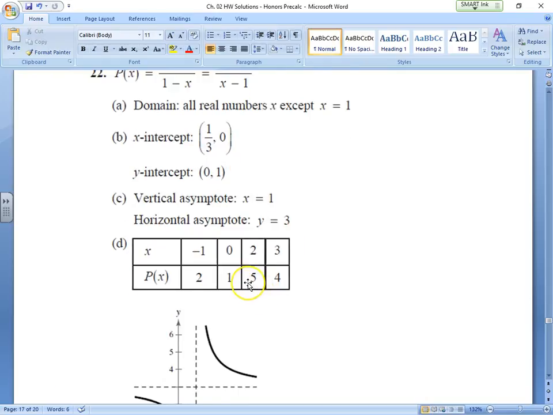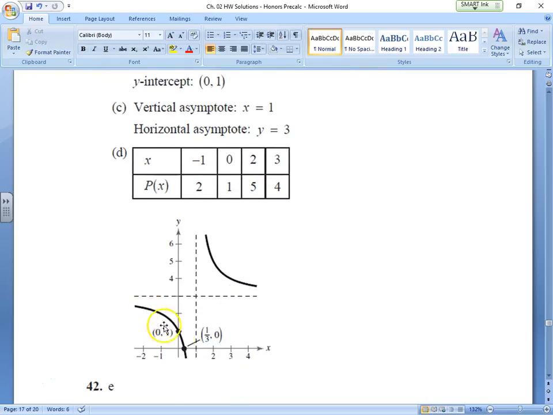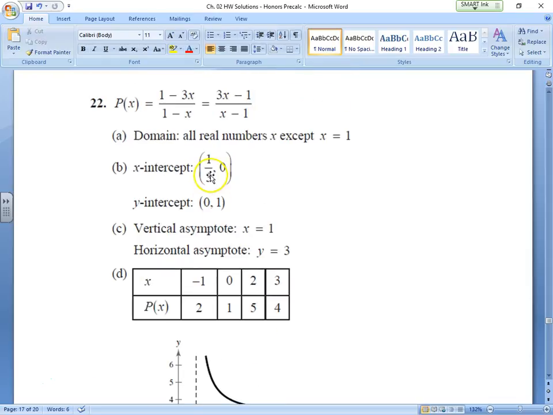Now, they did a cool little table. Do you think we would have needed the table? Probably not. I bet we could have gotten that. It looked a lot like our example in the beginning of class. But you did get your x-intercept, y-intercept, vertical asymptote, horizontal asymptote.